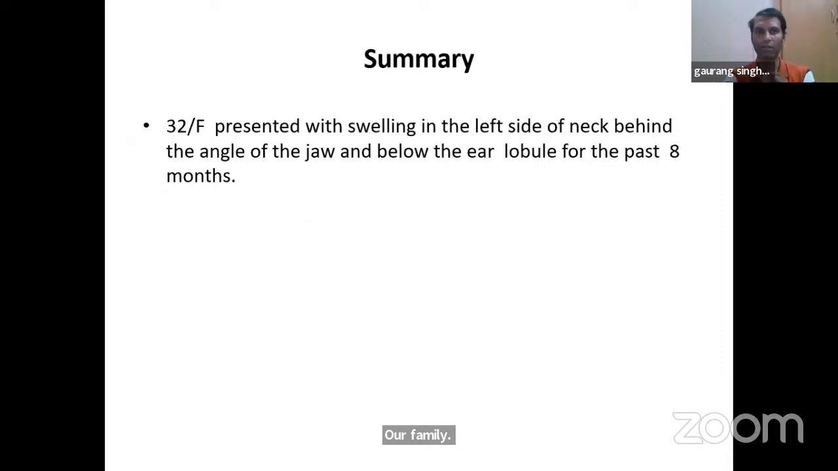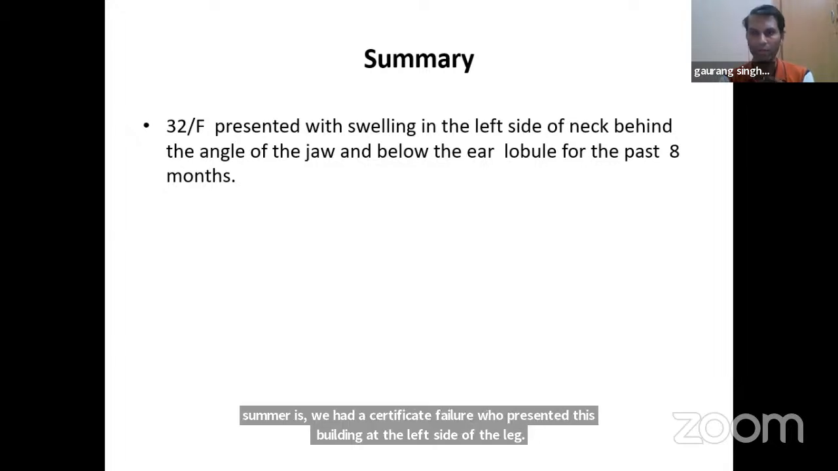To summarize, we had a 32-year-old female who presented with a swelling in the left side of the neck, behind the angle of the jaw and below the ear lobule, for the past 8 months.